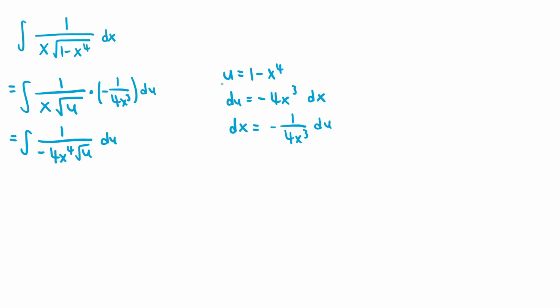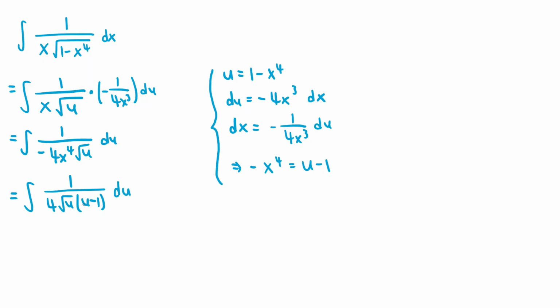So since we let u equal 1 minus x to the fourth, if we subtract 1 on both sides of the relation, we get negative x to the fourth equals u minus 1. If we substitute this back into the integral, this becomes the integral of 1 over 4 times the square root of u times parentheses u minus 1 du, since the negative x to the fourth just becomes parentheses u minus 1 as a factor in the denominator. The square root of u in the denominator stays the same, and the 4 also stays the same.